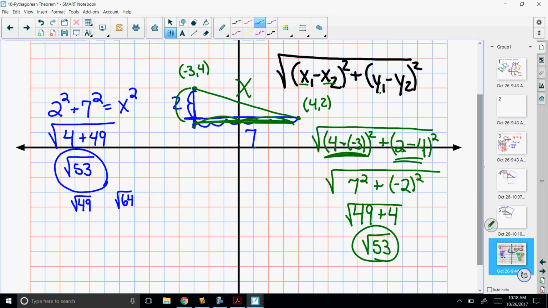Does the order in which you subtract them make a difference? No, it does not. I could have used -3 minus 4. That's going to give you -7. And you would have to square that, which gets you back to that 49. So the order of that does not make a difference.